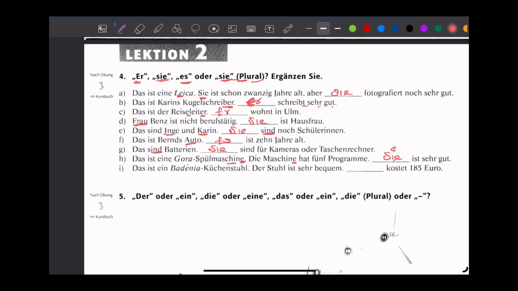Female. Das ist ein Küchenstuhl. Der Stuhl ist sehr bequem. Er kostet 185 Euro. So this is one of the major problems in German because of the articles. You have to identify which is the female, which is the male. In English, everything is just the Büroregal, the Küchenregal, the. So everything is just the. But in German, you have to know which is female, which is male, which is das.